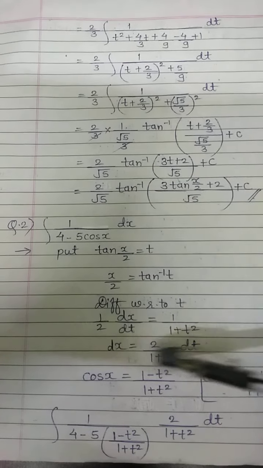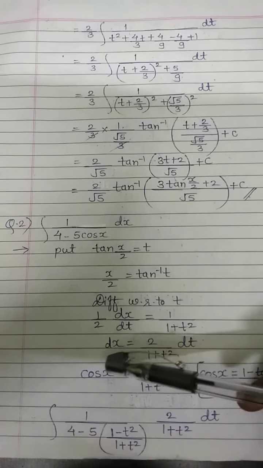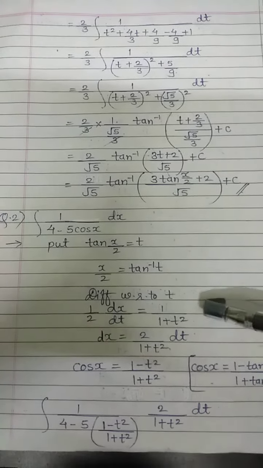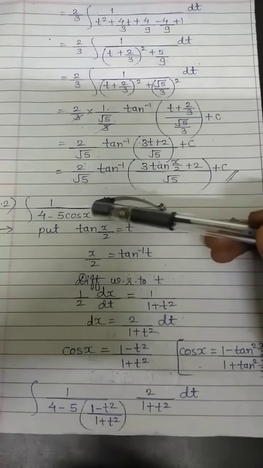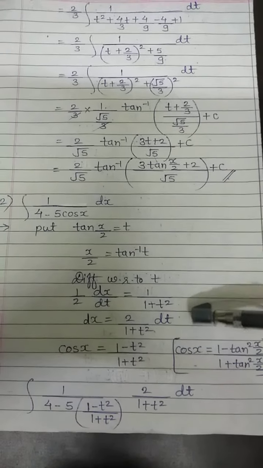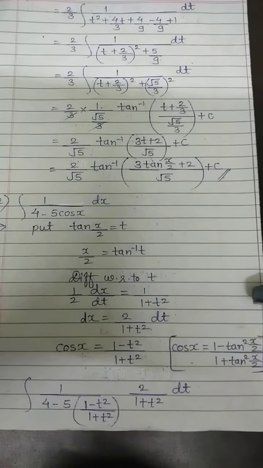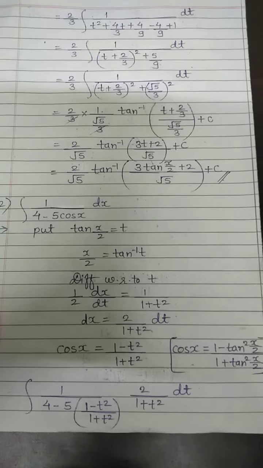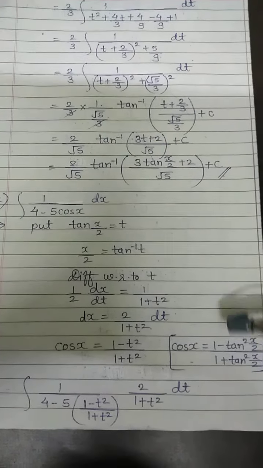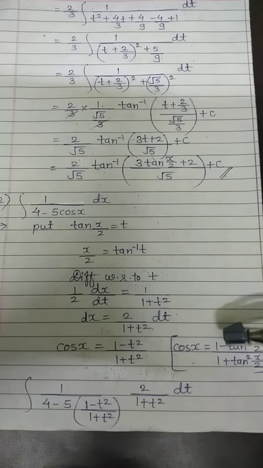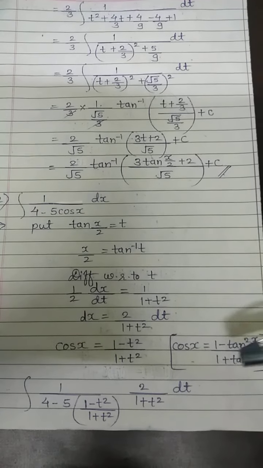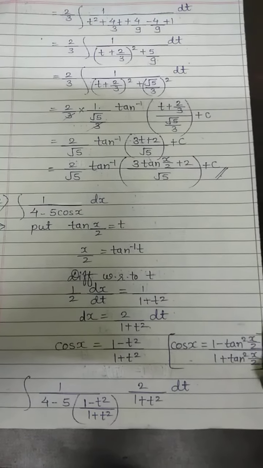Shifting 2 and dt to the right hand side, we will get dx is equal to 2 upon 1 plus t square dt. Now since here we require the formula of cos x, as cos 2x is equal to 1 minus tan square x upon 1 plus tan square x. Here we require only cos x. So the formula in terms of half angle we can write as 1 minus tan square x by 2 upon 1 plus tan square x by 2.